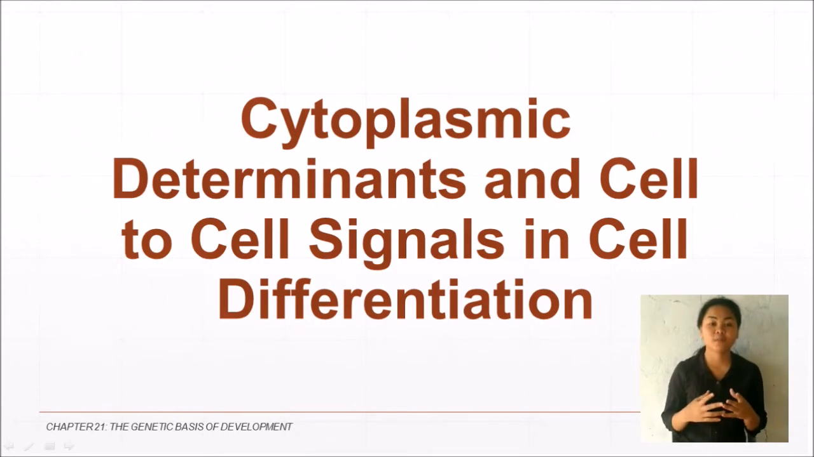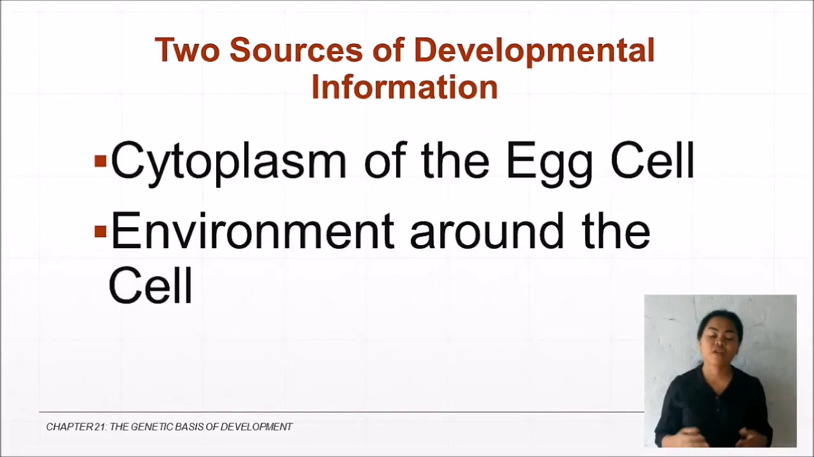So today, I am going to discuss the cytoplasmic determinants and cell-to-cell signals in cell differentiation. There are two sources of developmental information that tell a cell which gene is to be expressed at a given time. First is the cytoplasm of the egg cell. The second one is the environment around the cell. The cytoplasm of the egg cell contains RNA, mRNA, and protein molecules that help determine the developmental fate of the embryo, while the environment around the cell allows the passing of signals to change the gene expression of the receiving cell.